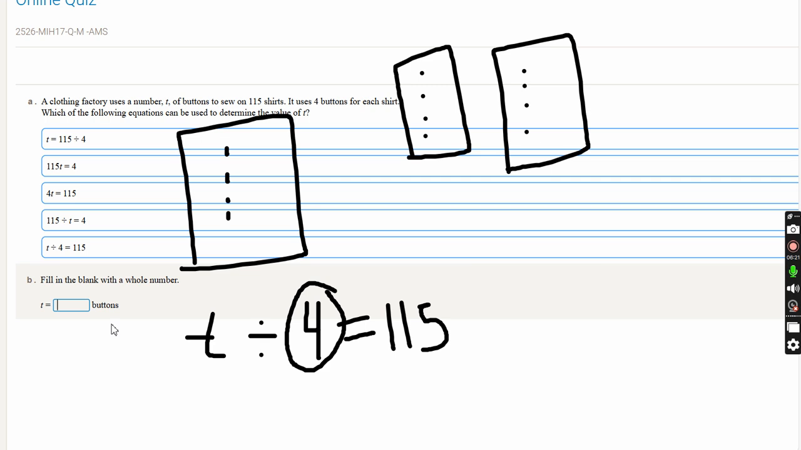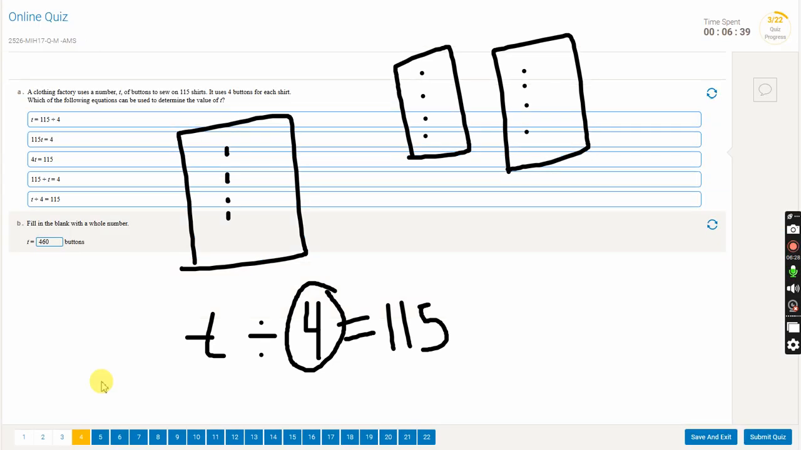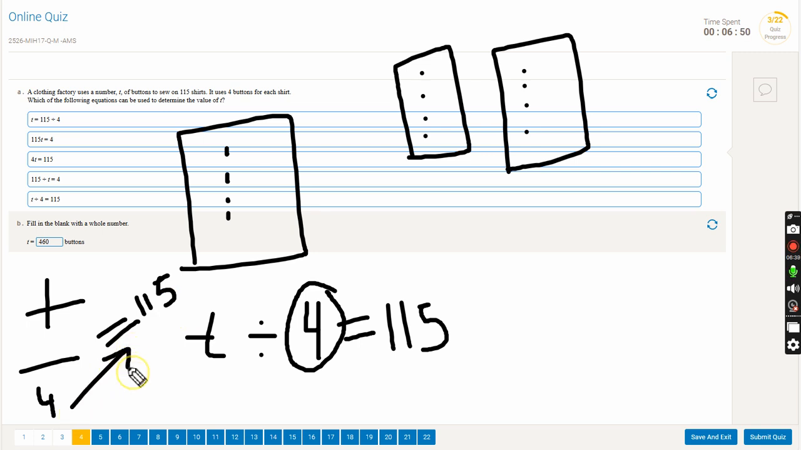So what is the total amount of buttons that there are? There are 460 buttons. What will we do here? Remember, it's T divided by 4. You write it like this, it will be easier. Equals 115. And then you take this to the other side and it becomes 115 times 4. You can multiply to get 460.